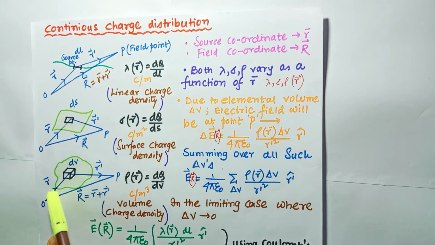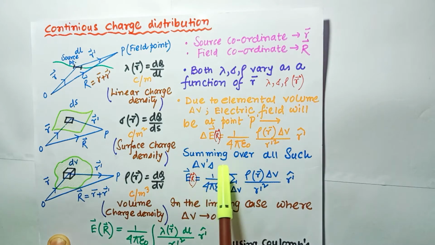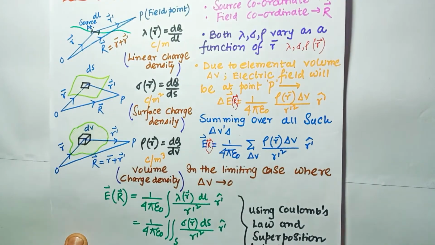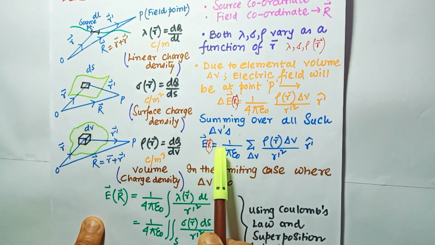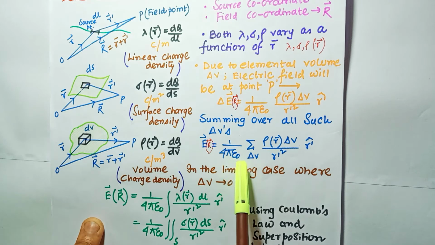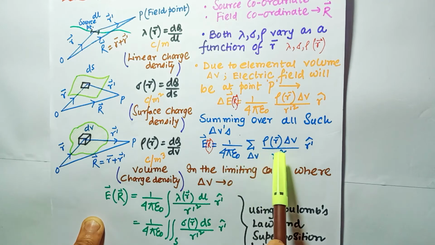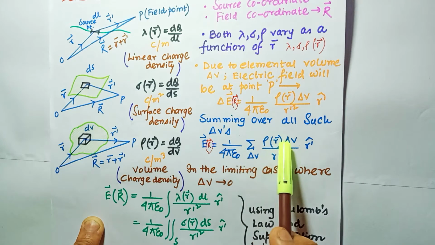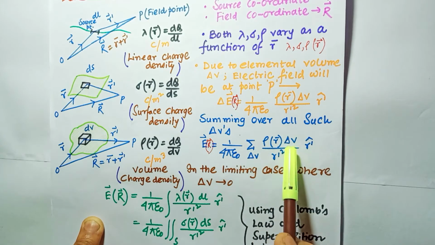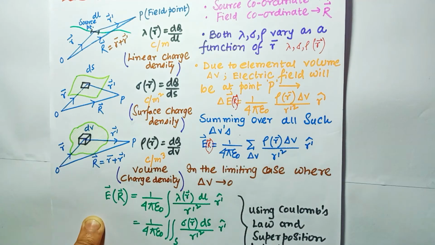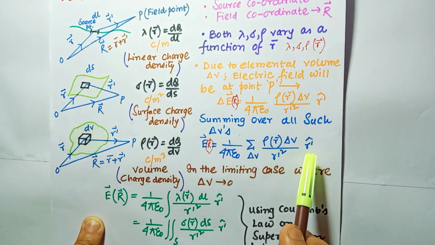For the whole body, if we are trying to calculate the electric field at the point P, we need to sum up all such delta V elemental volumes. So we can write that E as a function of capital R is equal to 1 by 4 pi epsilon naught times the sum over all such delta V. What do we need to sum? That is rho of r times delta V. So rho of r times delta V is the elemental charge that is contained in the volume delta V, divided by r prime square times r prime cap.